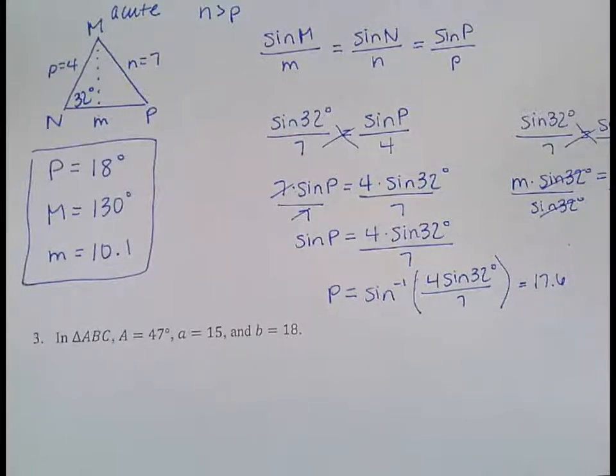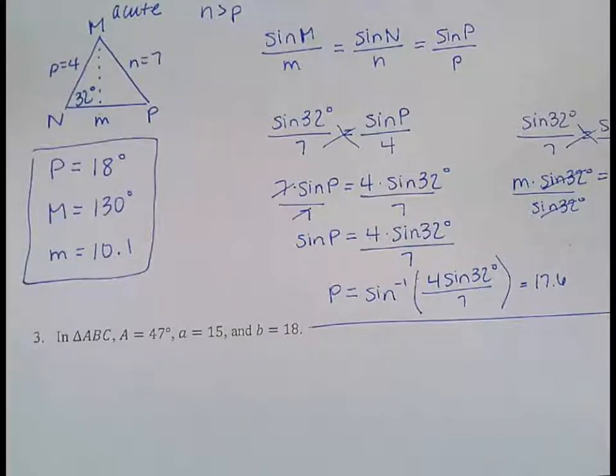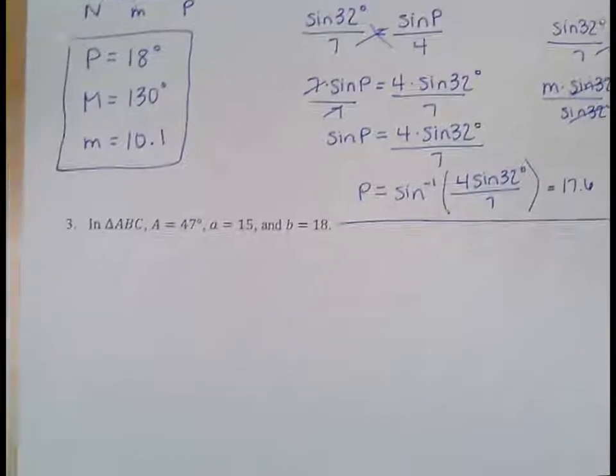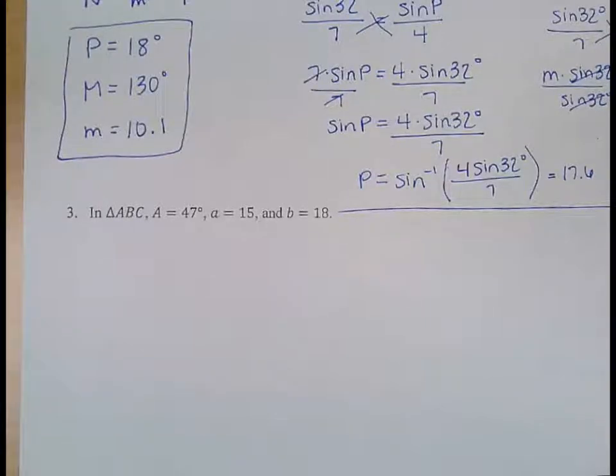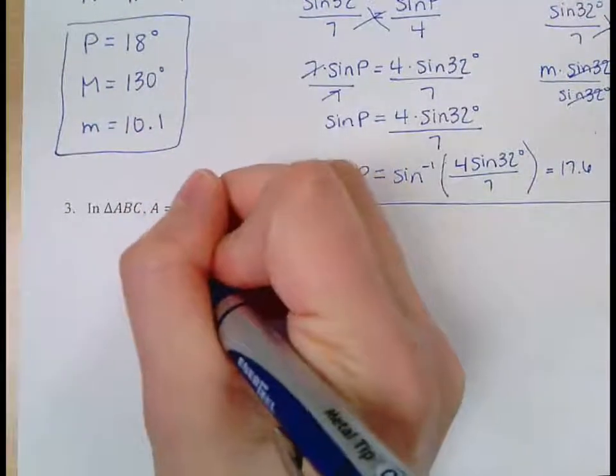All right, so then in example 3, we have triangle ABC. We are given angle A is 47 degrees, side A is 15, side B is 18. So angle A, 47 degrees, acute, right, or obtuse? Acute.